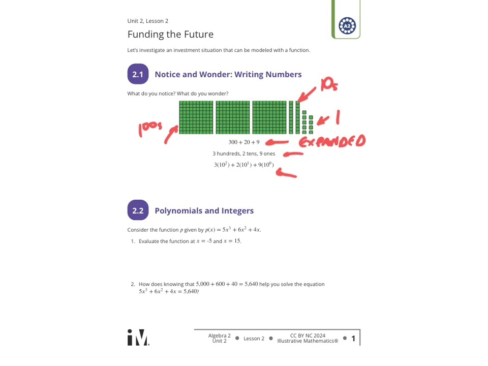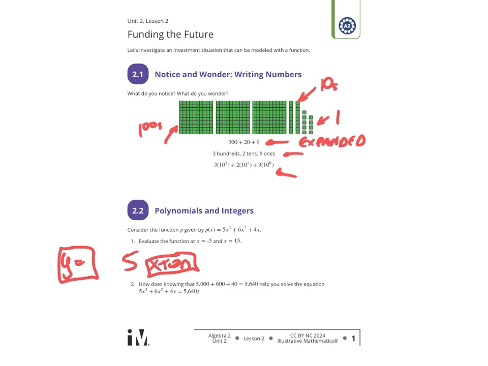Okay, 2.2, polynomials and integers. Consider the function, evaluate the function. So this is what I would do. I would type y equals, then I will put this function into the calculator, 5 x to the power n, into y1. So once you hit the y equals in y1, you'll hit this.